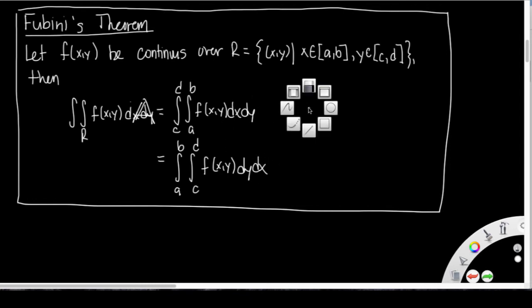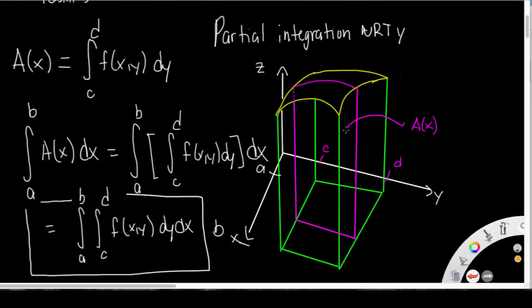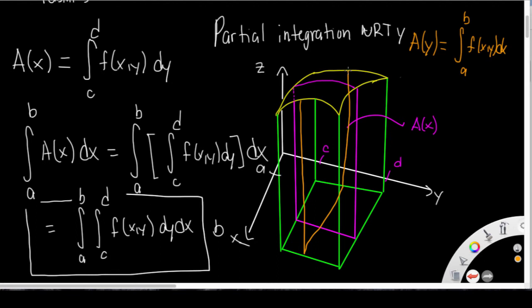Now, what I want to talk about is why this works. If you look back, you could easily start off with a cross-sectional area perpendicular to the y-axis, and that would mean maybe a cross-sectional area equals the integral from a to b of some function f of x, y, dx. Now, what does this mean geometrically? Well, we'll take some cross-sectional area, perpendicular to the y-axis, and it ranges from A to B.